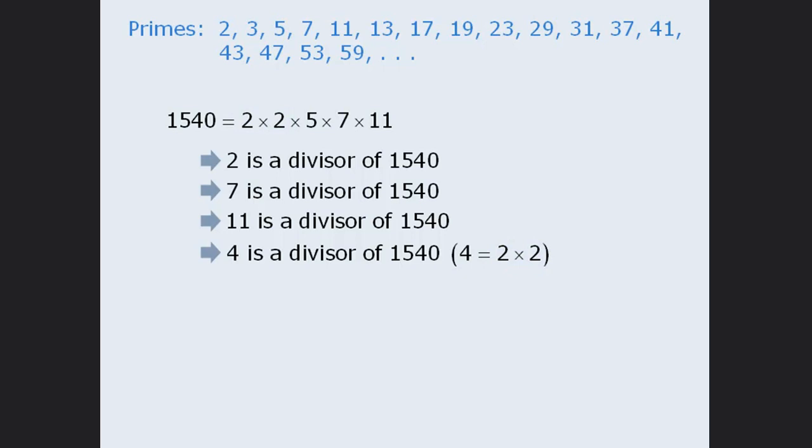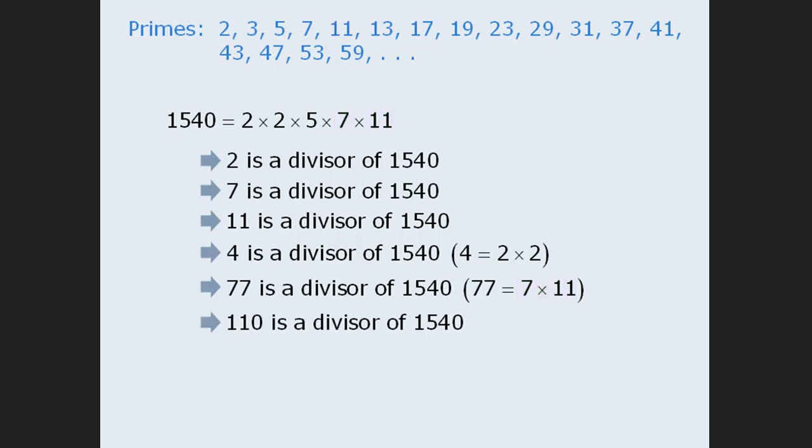Similarly, we can see that 77 is a divisor of 1540. This is because 77 is hiding within the prime factorization as 7 times 11. Finally, we can see that 110 is a divisor of 1540. This is because 110 is hiding within the prime factorization as 2 times 5 times 11.